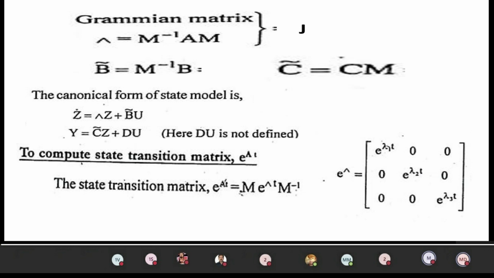And then we can also compute the state transition matrix, which will be M into e to the power of lambda t into M inverse. Or otherwise we can write e to the power of lambda t as a diagonal matrix with e to the lambda 1 t, e to the lambda 2 t, and e to the lambda 3 t. So diagonal elements will be e to the power of the eigenvalues. This is how you can determine the state transition matrix also. Hope you understood the concepts very well. We will start with the problems in the next class.